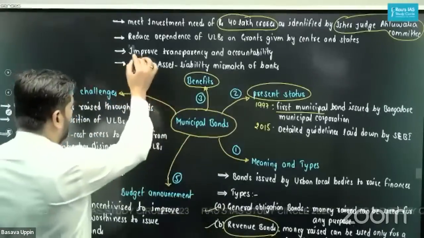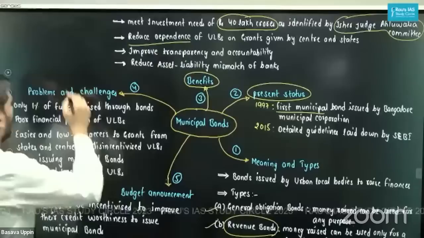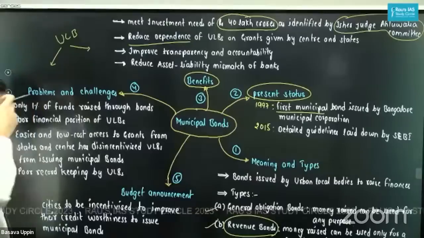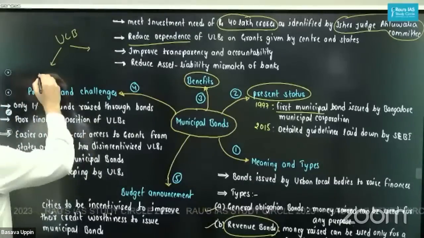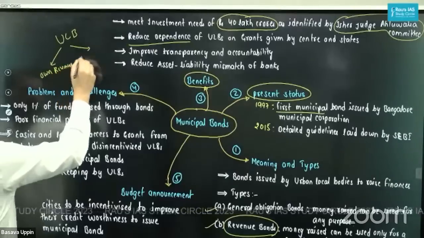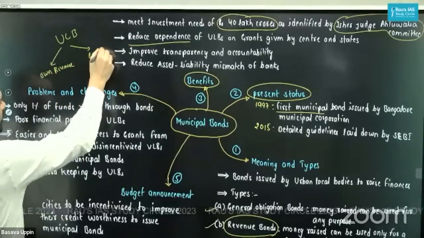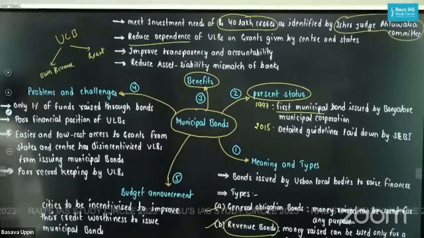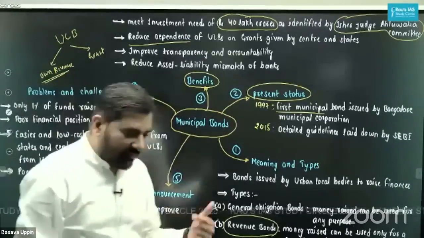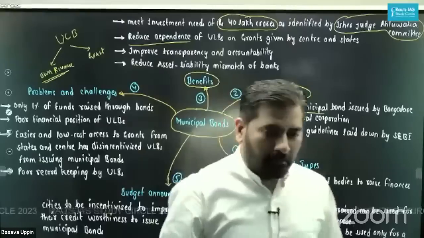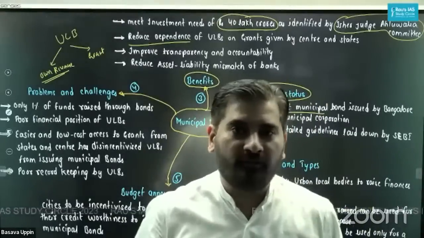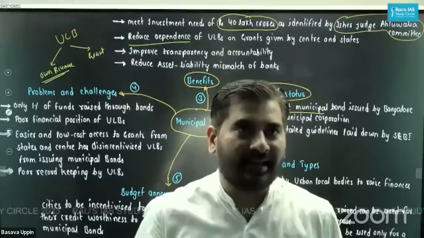Secondly, when you look at urban local bodies, they have two sources of revenue. One is they can generate their own revenue, and second, they get grants from both the center as well as the states. When it comes to their own revenue, they can generate revenue by collecting property tax, and they can impose various fees as well as penalties.